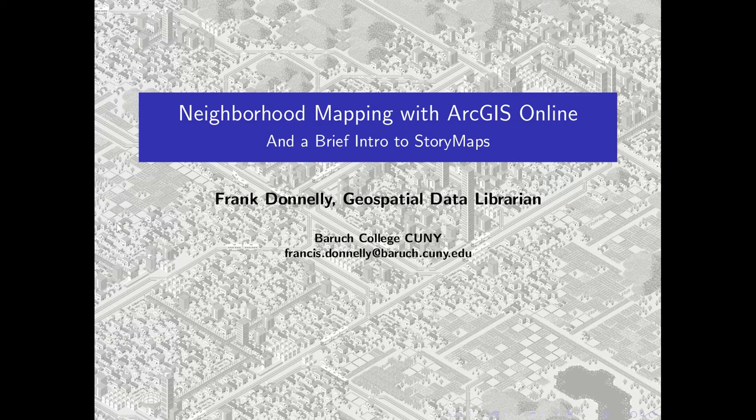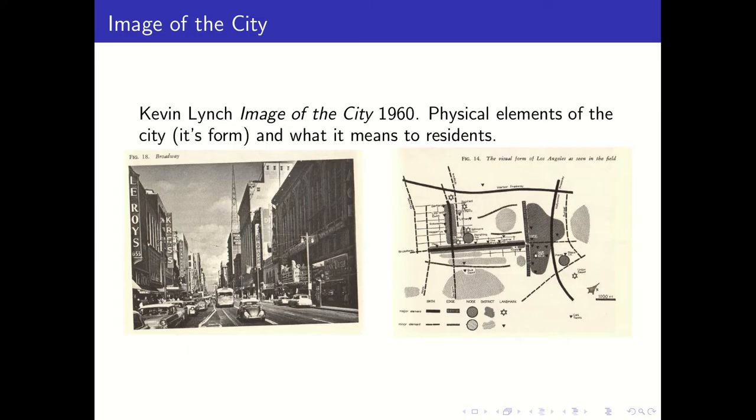But before we get to the demonstration, I wanted to begin with some conceptual background. So for this assignment, you'll be exploring and describing particular neighborhoods, and there are many theories about this and methods for doing it. I'm going to talk about just one in particular to get you started. So Kevin Lynch was an urban planner who wrote this book, Image of the City, back in 1960.